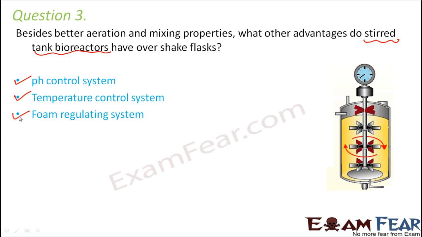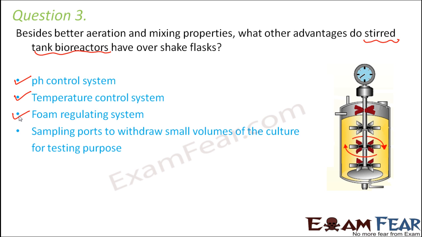Foam regulating system. So when you have the culture broth, there will be foam. If you want to increase or decrease the foam, that can also be controlled. Sampling ports to withdraw small volumes of the culture for testing purpose. So here you can see there are ports, or openings through which small volume of the culture can be taken out for testing purpose. Now all these facilities are not available in case of shake flasks, and that is why these are advantages. Due to the presence of so many control systems, you get a lot of control over the bioreactor. So you can regulate or control it as per your wish. So these are some of the advantages which are present in stirred tank bioreactors that are missing in the shake flasks.